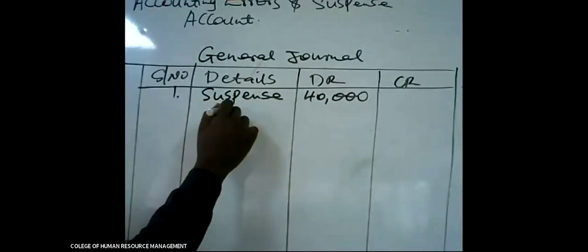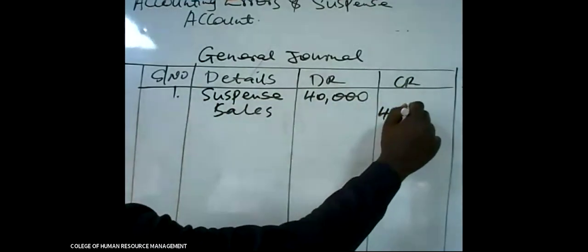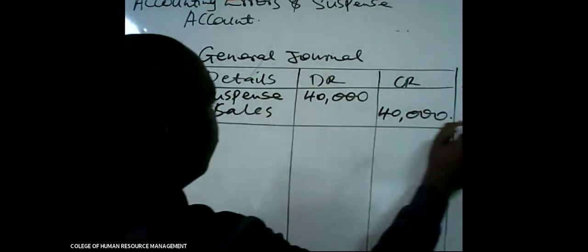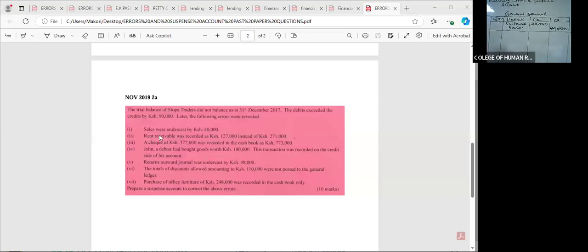And then now we credit our sales by 40,000. That's that. Undercast, you put the amount on the same side the account was recorded because you are adding. Rent receivable, this is a revenue. Revenues are normally credited. Discount received, rent received, commission received, dividends received, interest received. All those are considered as revenues, and the revenue accounts are normally credited.